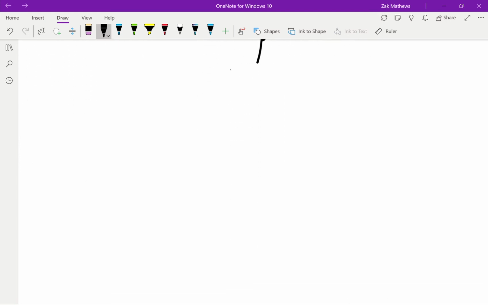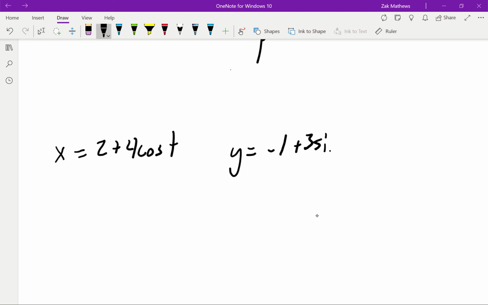Let's take one last example. x is equal to 2 plus 4 cosine t. Y is equal to -1 plus 3 sine t. And our t is between 0 and pi.